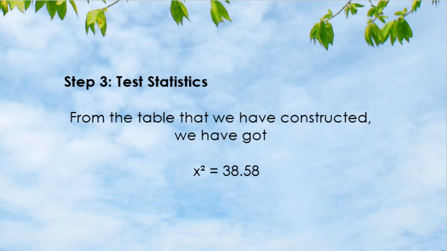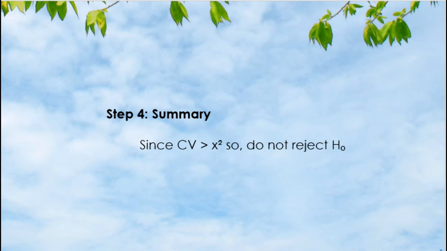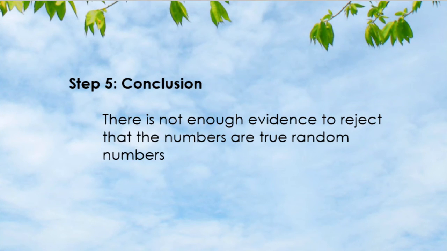Next is step 3. Test statistic. From the table that we have constructed, we have got x squared is equal to 38.58. Step 4. Summary. Since the critical value is greater than x squared, we do not reject H0. Last but not least is step 5, which is conclusion. For the conclusion, there is not enough evidence to reject that the numbers are true random numbers.